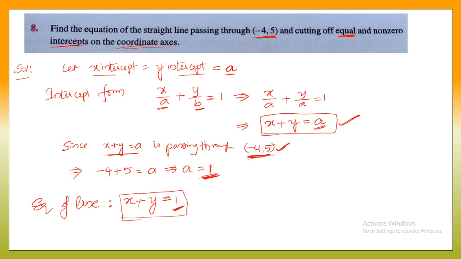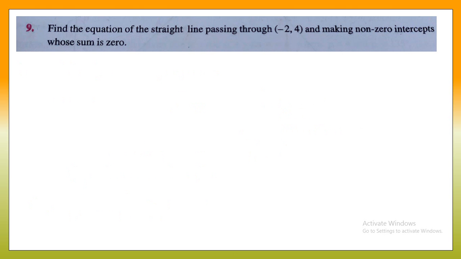Next, moving on to one more question, question number 9. So what he has given: find the equation of the straight line passing through (-2, 4) and making non-zero intercepts whose sum is 0. Sum of intercepts is 0 means x intercept plus y intercept is equal to 0. So indirectly, a plus b is equal to 0.